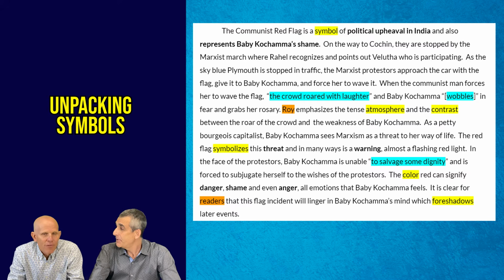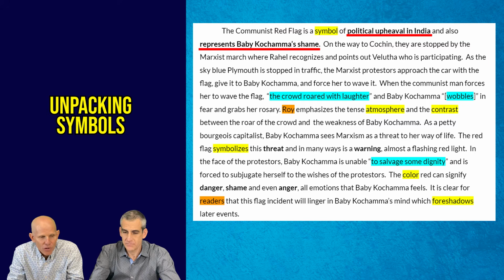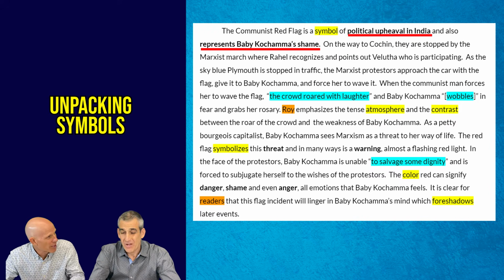Well, I noticed that the symbol of the red flag is actually quite rich, so it means many different things. Of course, it shows the political upheaval, but I like how the writer is saying it's also representative of baby Kachama's shame. It's multiple interpretations. Yeah, I like that as well.